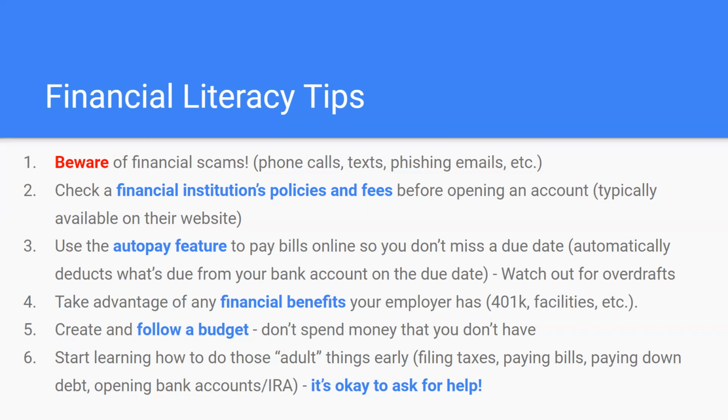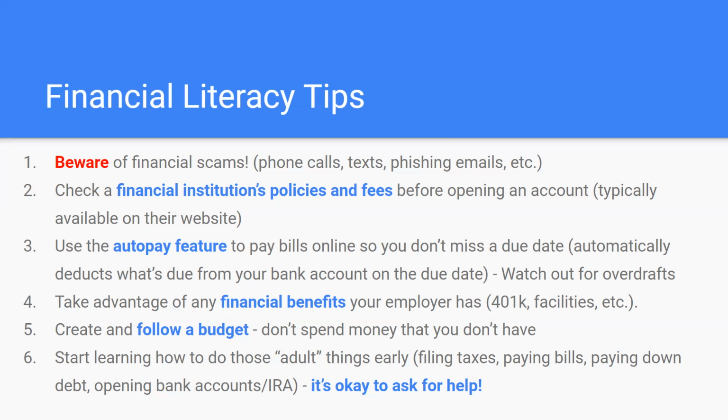Take advantage of any financial benefits your employer has. That includes facilities, 401k matching, all that stuff. And when I mean facilities, I'm thinking like things that the employer offers as a benefit that might cost money otherwise. So a common example is going to a fitness center or a gym. Usually you have to pay a gym membership in order to be able to use fitness equipment at a gym. If your employer has a fitness facility or a fitness center that is free for employees to use, try to use that instead of going to a gym, because then that'll save you money on your gym membership.